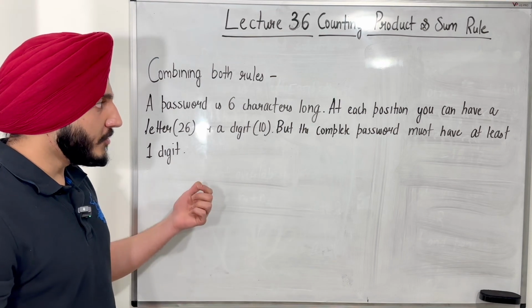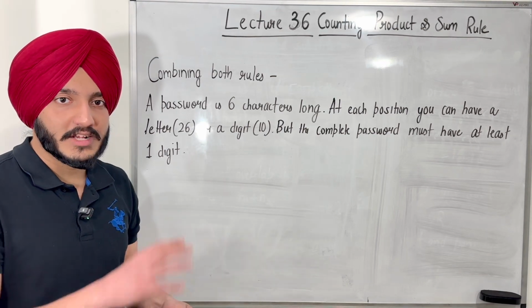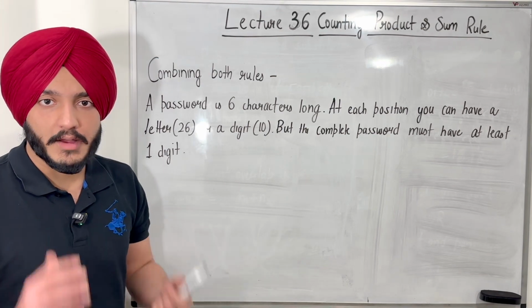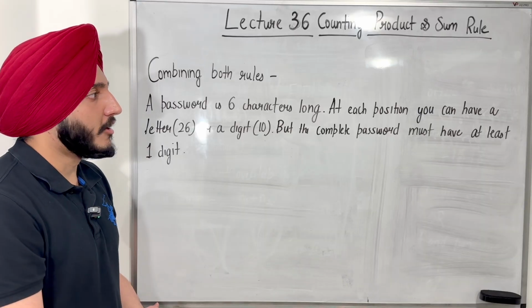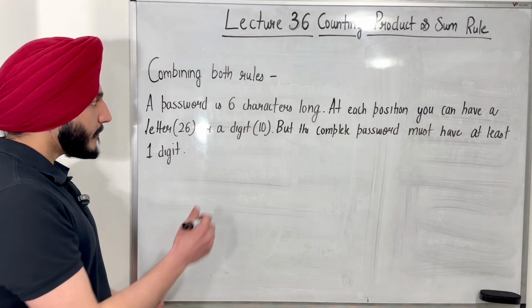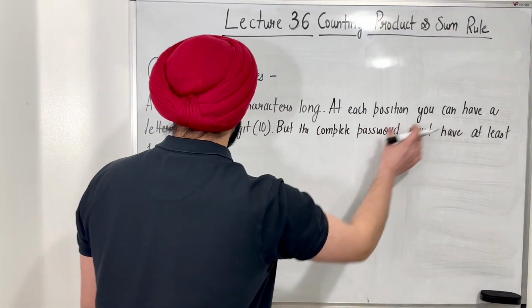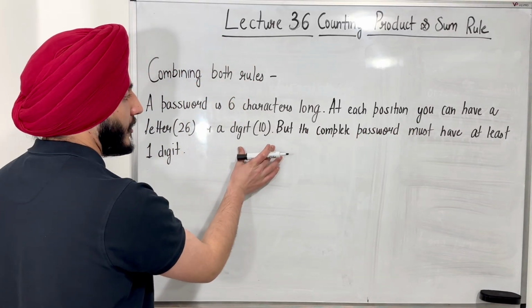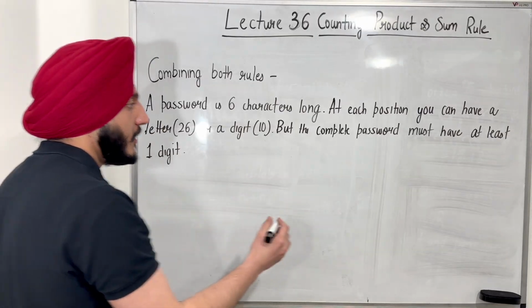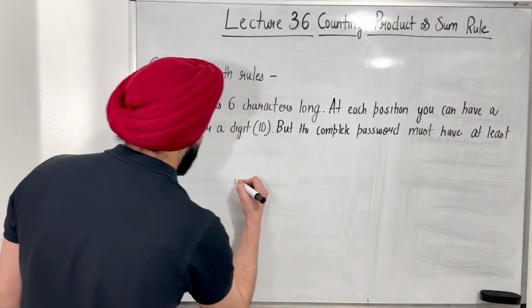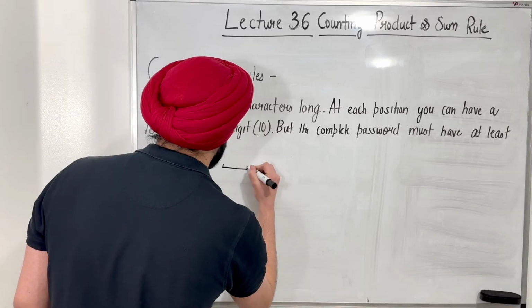Okay. In this question, we're going to be combining both. So first, I'll try to explain the question to you guys. I want you guys to pause the video and then try to solve it. Okay. So a password is 6 characters long. At each position, you can have a letter or a digit. Let's just try to understand this part. So I'm just going to try to draw what the password would look like.